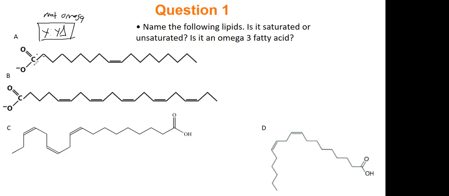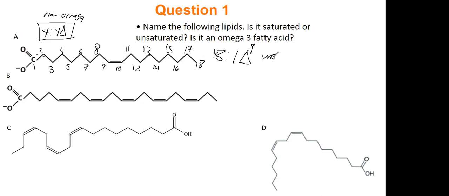So what I usually do is count 1, 2, 3, 4, 5, 6, 7, 8, 9, 10, 11, 12, 13, 14, 15, 16, 17, 18. So we have 18 carbons. We have one double bond. That double bond starts at 9. It is unsaturated because we have the double bond, and it is not an omega-3 because there's no double bond at the omega-3 position.